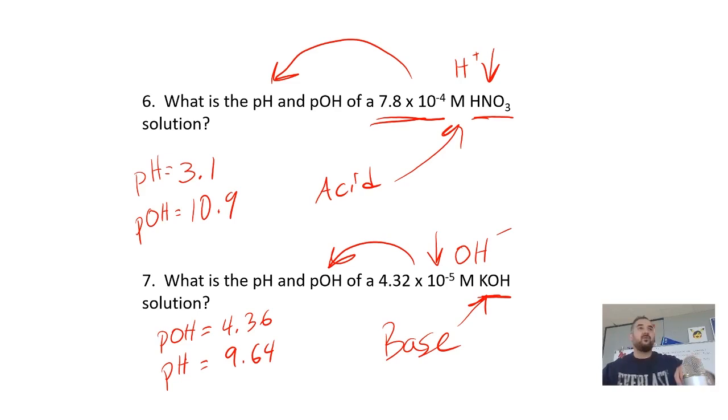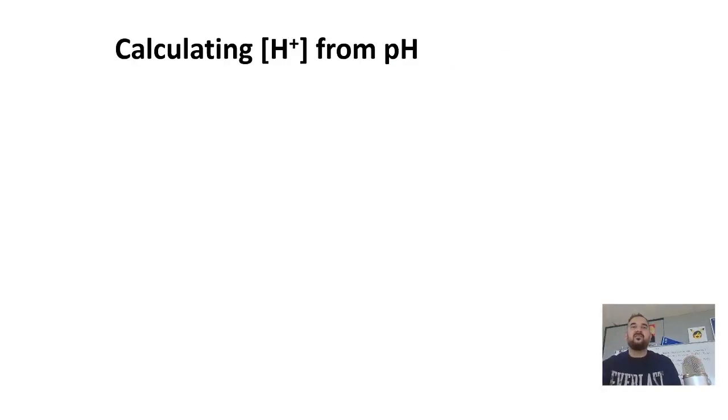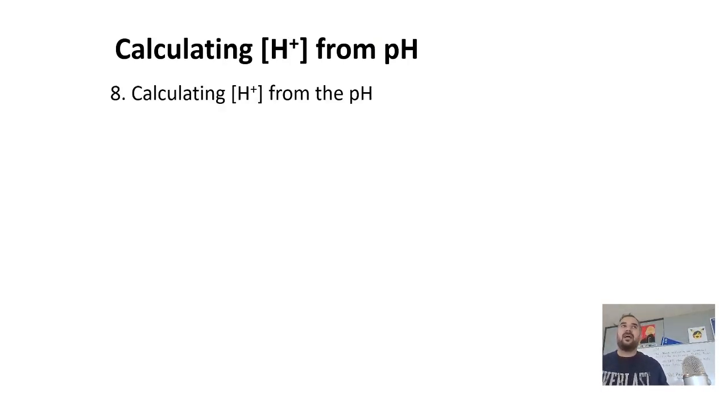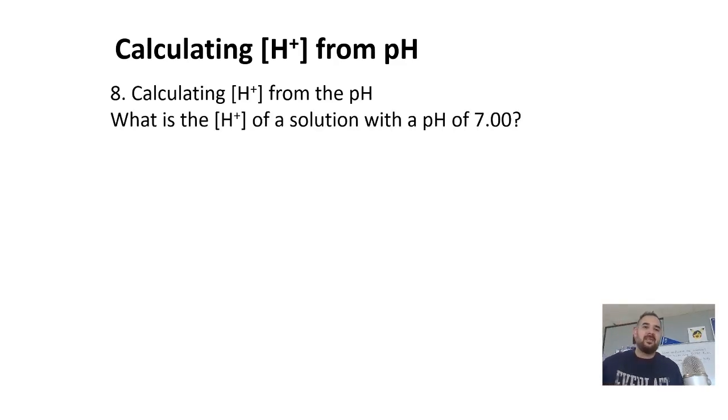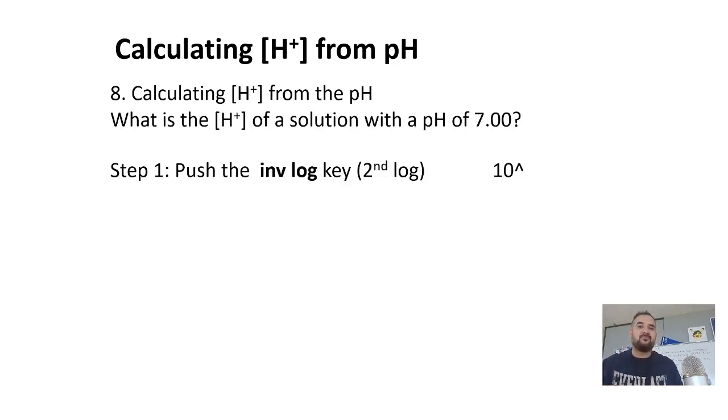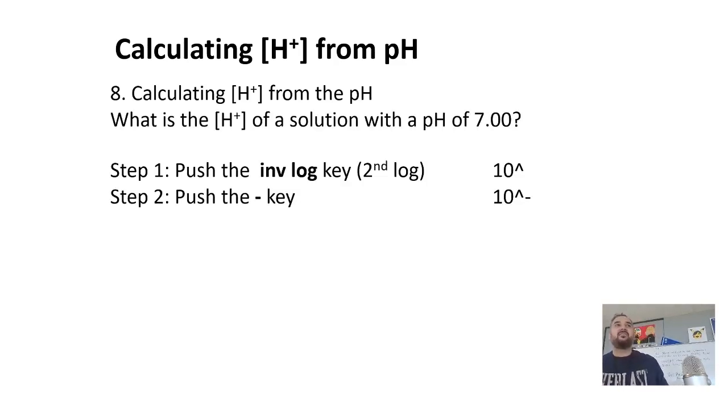This is the last thing we're going to be doing today. So now we're going to calculate H plus using pH. So if I tell you that you have a specific pH, what is your hydrogen concentration? You need to be able to calculate that. Now the way to do that is pretty easy. However, it's not given to you on the formula sheet. So you just got to remember this.